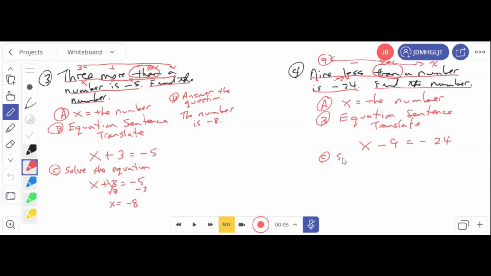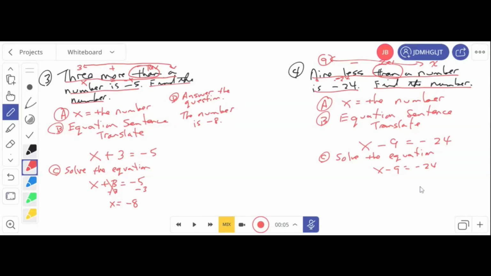Next thing we do is solve the equation. X minus 9 equals negative 24. Get rid of parentheses, there aren't any. Combine like terms, there aren't any. Step 3 is look to see if we have variables on both sides. We do not. Step 4 is to stop and make sure there's only one variable term. We have that with the x.